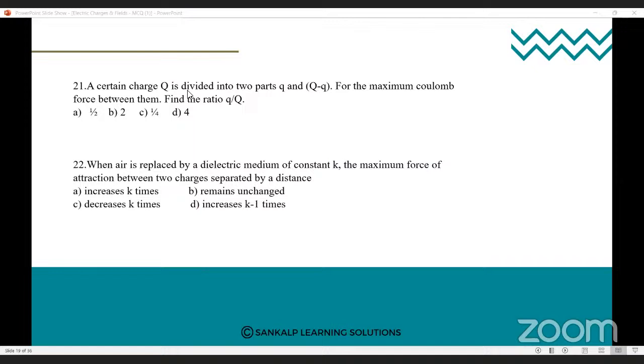A certain charge Q is divided into two parts, q and Q minus q. For the maximum Coulomb force between them, find the ratio of q by Q. So the question is a little interesting. See what they are saying, and understand the question here, students.